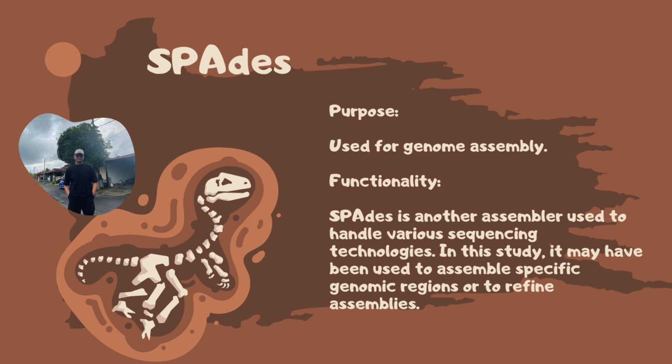Finally, SPAdes, used for genome assembly. SPAdes is another assembler used to handle various sequencing technologies. In this study, it may have been used to assemble specific genome regions or to refine assemblies. There are a total of 7 tools used in this article.